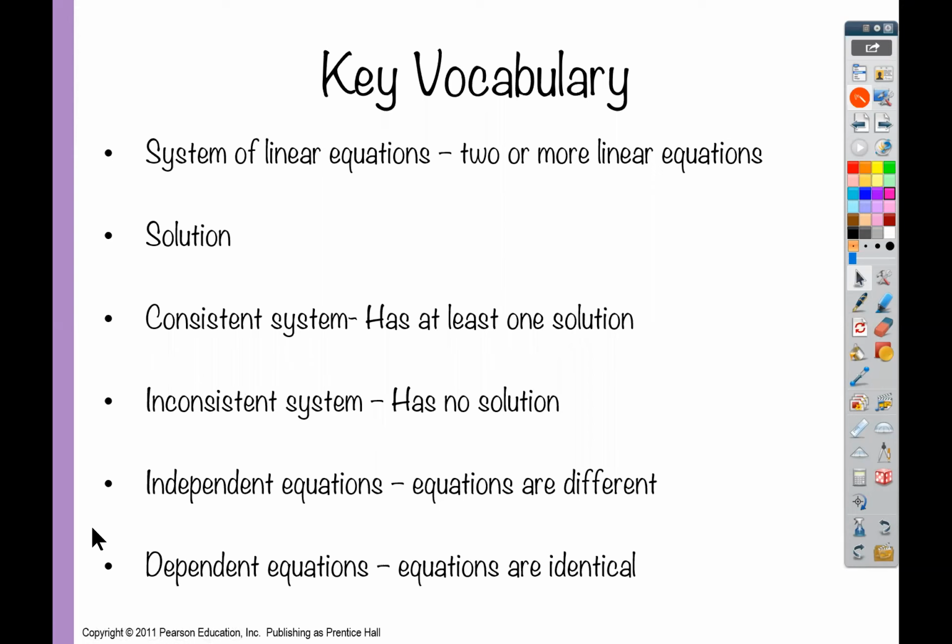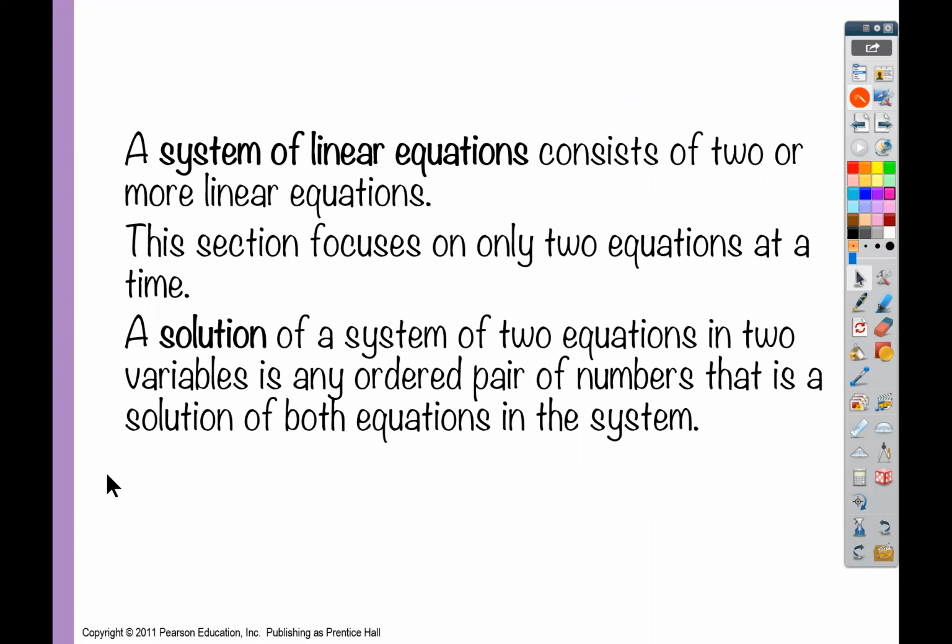Our vocabulary is a system of linear equations. That means two or more linear equations. A solution to an equation is where two lines meet. A consistent system has at least one solution. An inconsistent system has no solution. Independent equations are just equations that are different. They're independent of each other. And dependent equations are equations that are identical. They depend on each other.